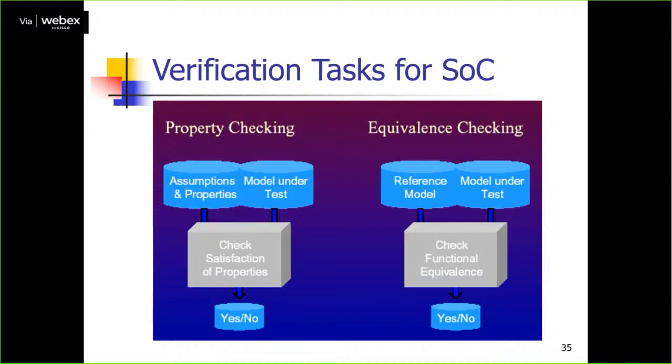So what are the tasks for a SoC verification? You can have equivalence checking, and you can have property checking. Property checking means model checking. We make some assumptions, the properties. We take the model under test and check the satisfaction of these properties. If your check is satisfied, then you go to yes. Otherwise, you repeat this. In equivalence checking, we have a reference model and a model under test. We check the functional equivalency between the two, and you say yes or no for that.